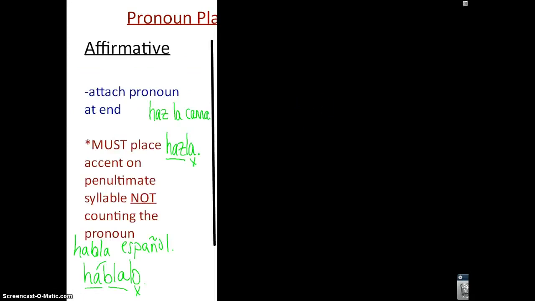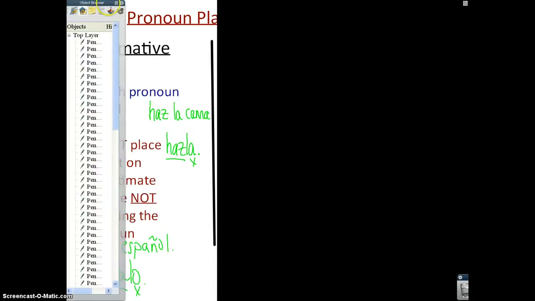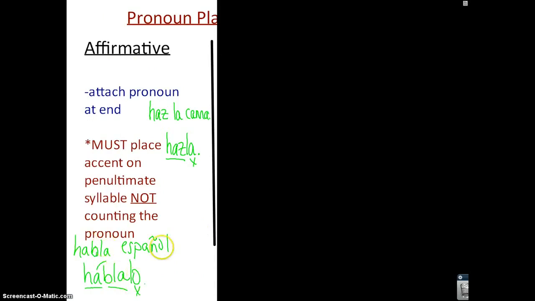If you want to see what that looks like, here's a command we have. Actually, let's go down here first. Habla español, speak Spanish. I would take habla, the affirmative tú command, the he, she form, attach lo, because I'm saying it, to replace español. So I count out my syllables, ha, bla, last, second to last, accent goes here because I did not count the lo.